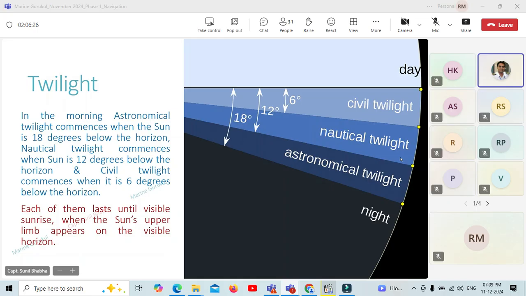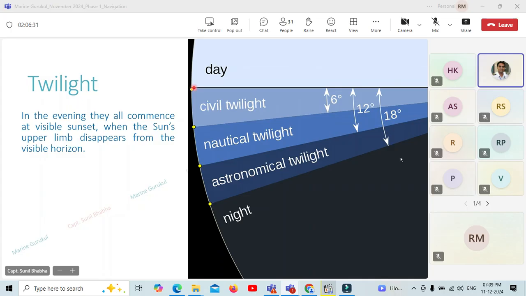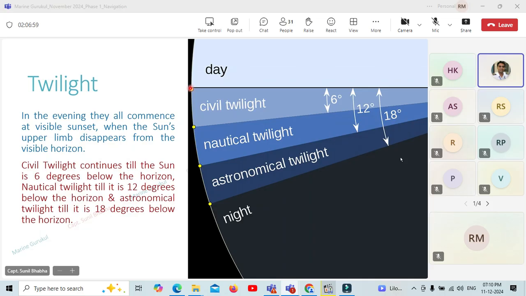Now we have zoomed into the sunset part of the diagram. This is the instant when the sunset takes place. So in the evening, as soon as the sun sets, as soon as we have a visible sunset, which means the sun's upper limb has disappeared from our visible horizon, this is the instant when all three twilights commence. So the commencement time in the evening for all three twilights is the visible sunset.